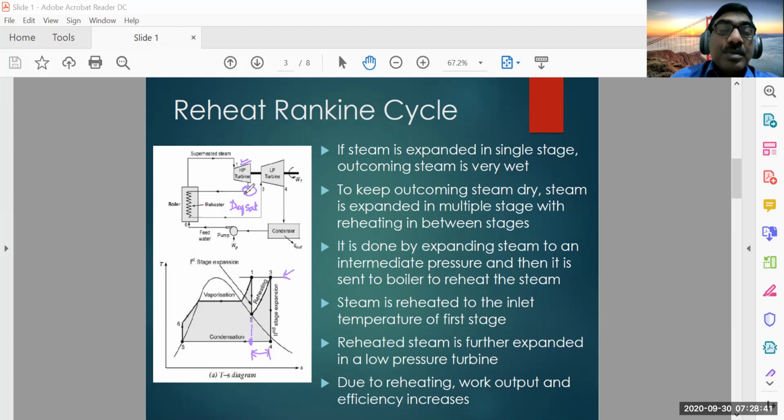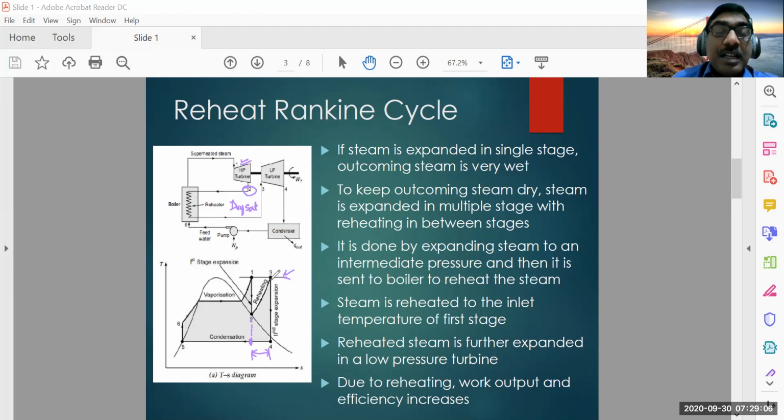Okay, so the high pressure turbine is exiting some steam. That steam is again sent to the boiler and reheated. This is the reheated steam. And then again it will be sent to a low pressure turbine. You can see the process 2 to 3 is reheating.